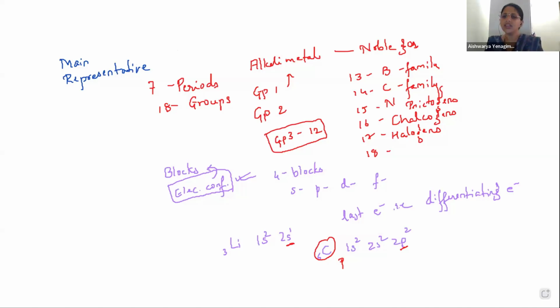So this is a basic introduction about the periodic table and the elements. Now with this introduction, let us move to the further part which is required for us, that is d block elements. How do you define d block elements? We define d block elements as the elements in which the differentiating electron, the last electron, enters the d subshell or d orbital.